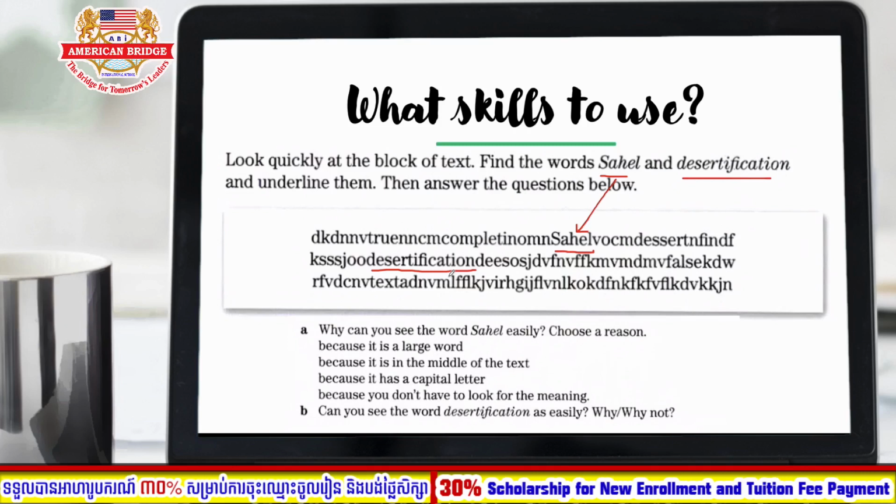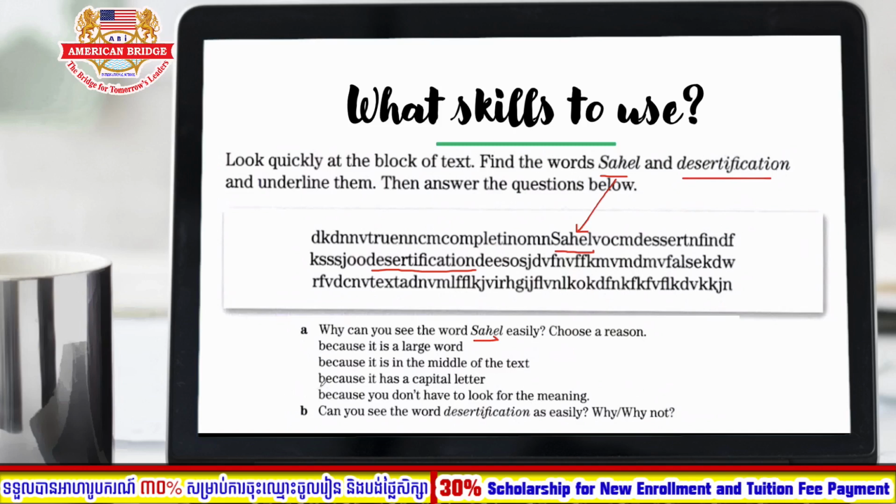The first question: why can you see this word, SAHEL, so easily? There are a few reasons. The first one, because it is a large word. Is it a large word? Not really. Because it is in the middle of the text? No. Because it has a capital letter? Yes. Because you don't have to look for the meaning? Right. Based on my opinion, I think it's easier to find this word.